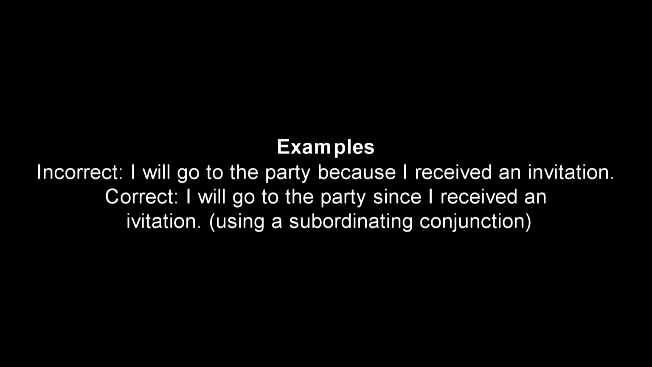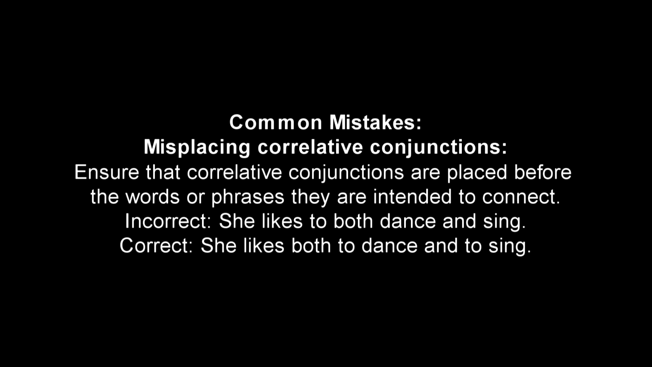Misplacing correlative conjunctions. Ensure that correlative conjunctions are placed directly before the elements they are intended to connect. Incorrect: she likes to both dance and sing. Correct: she likes both to dance and to sing.